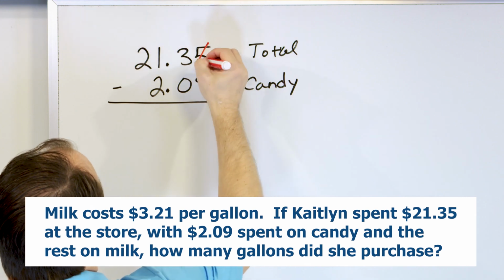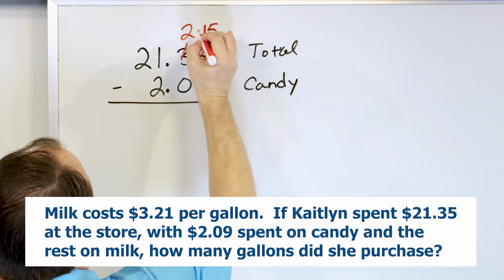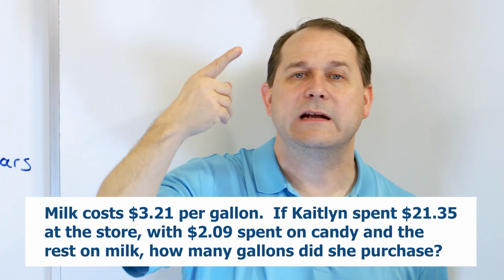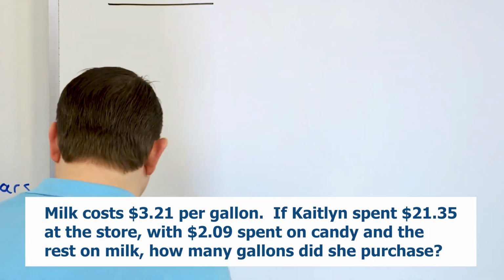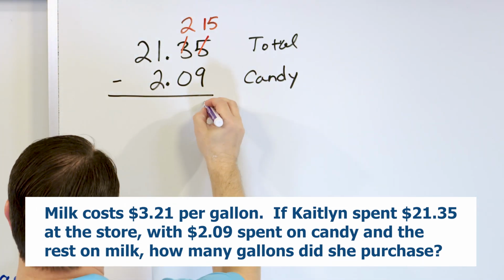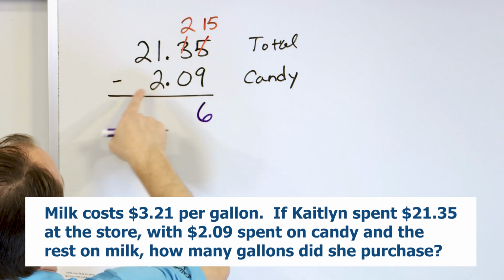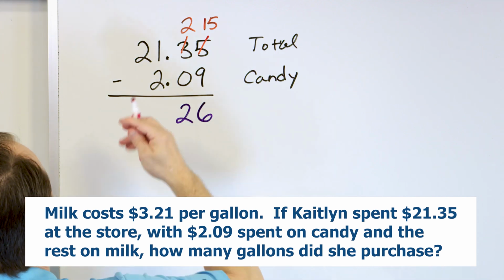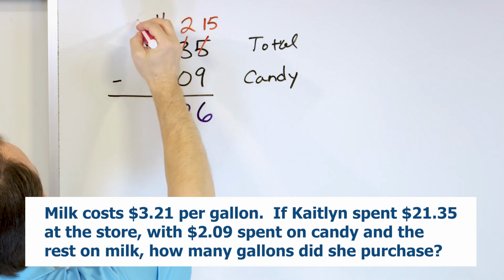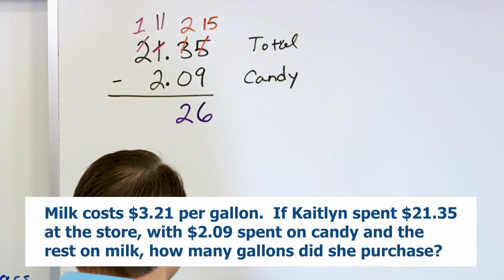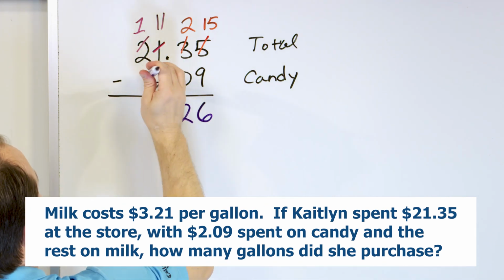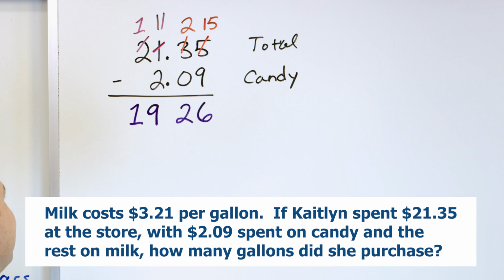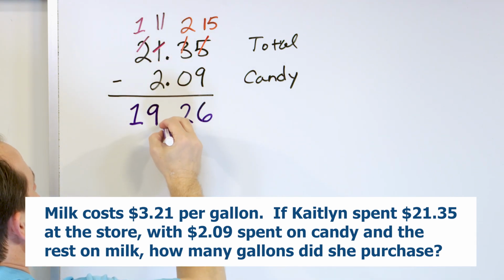5 minus 9, I can't do that, so I make it 15, and I borrow to make that a 2. 15 going down by 9 is 14, 13, 12, 11, 10, 9, 8, 7, 6, and we land on 6. So we have a 6 down here. And then we have 2 minus 0, which is 2. 1 minus 2, we can't really do that either. So we will borrow, making that an 11, and we'll change that to make it a 1. So 11 going down is 10, 9. 9 goes here. 1 minus 0 is 1. And remember, when we add or subtract decimals, the decimal just falls straight through into the answer.